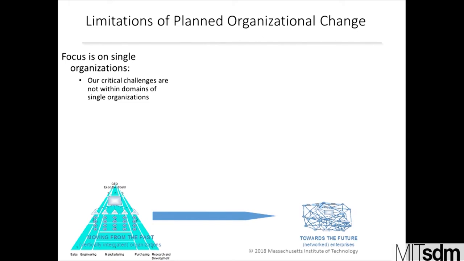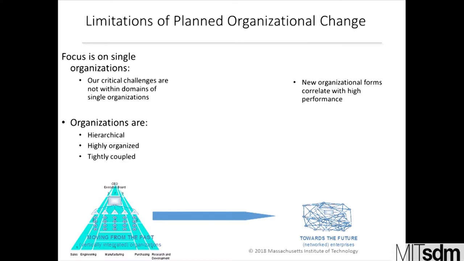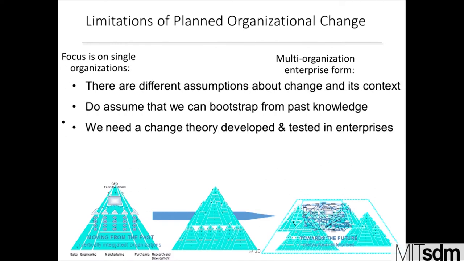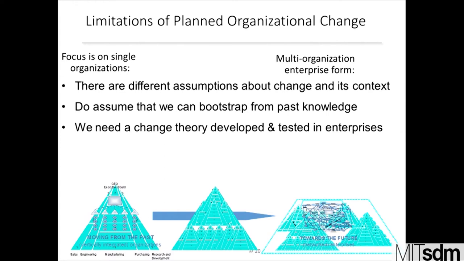So we've gone from change and learning with a focus on a single organization with characteristics of hierarchy, highly organized, tightly coupled, the efficiency focus, to the new organizational form, which is a value stream, multi-organization enterprise, transitioning across legal boundaries, but creating a new set of practices. And what we see is these enterprises are polycentric, meaning having multiple centers of power, based on relationships and loosely coupled, even though maybe the processes are tightly coupled, in terms of how we produce that value.